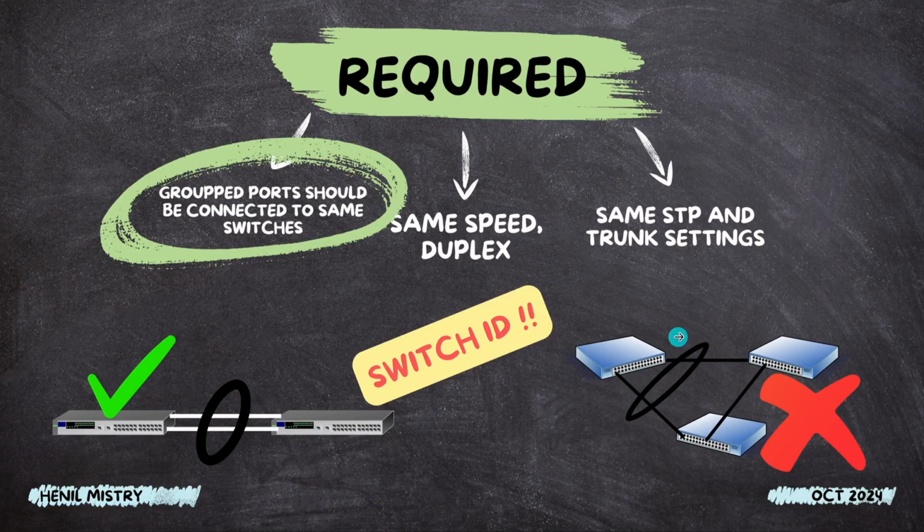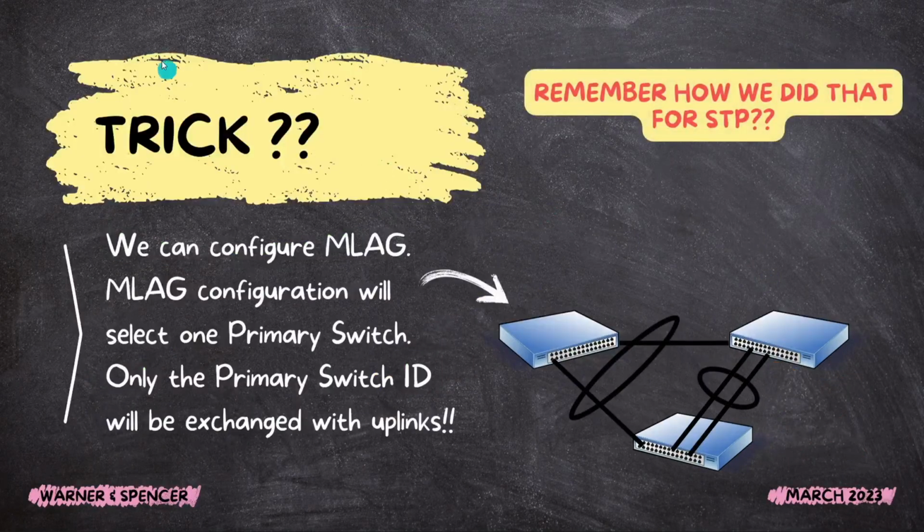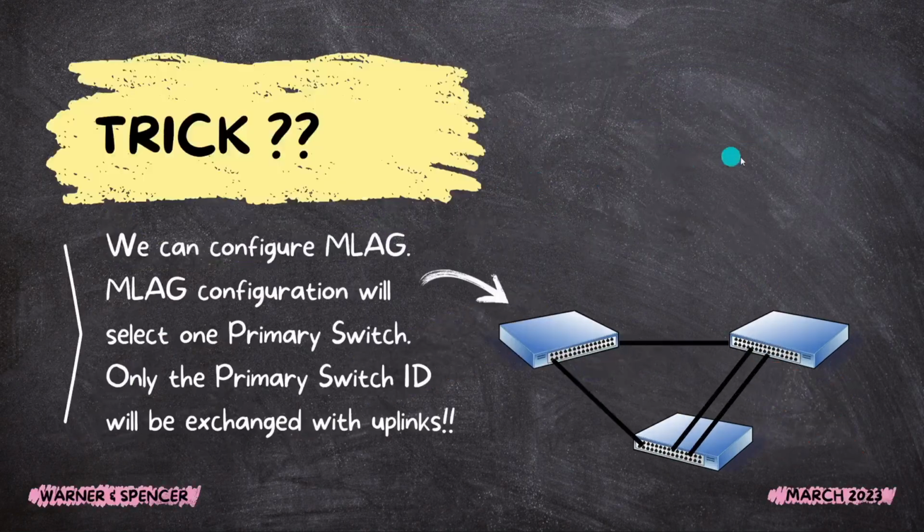So we can trick the port channel over here, and how, that we'll discuss in the next slide. So this is all about the trick. We can configure MLAG. MLAG configuration will select one primary switch, and only the primary switch ID will be exchanged with the uplinks. So remember this stuff that I have mentioned over here.